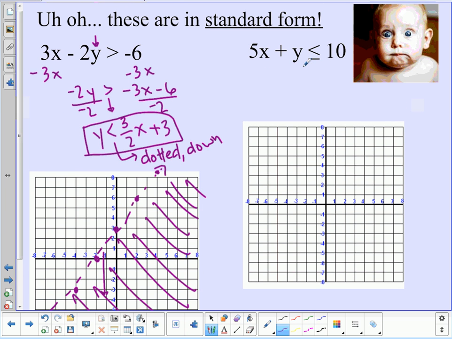Let's try number 9. I have 5x plus 2y is less than or equal to 10. Sorry, your page has a 2 there, I should have said 2y.